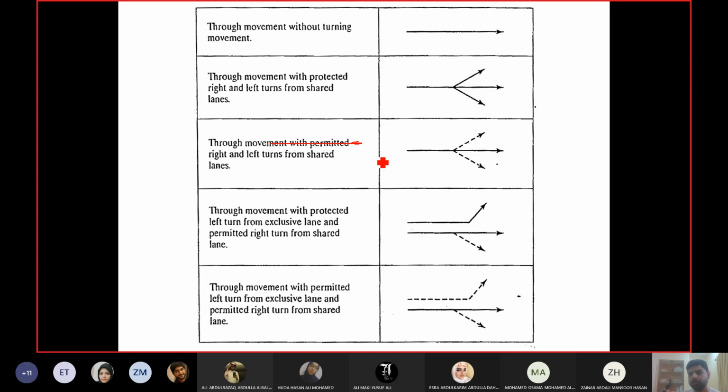But if you imagine yourself, on one intersection, left turning is permitted. On the next intersection, it's protected. You can imagine how much confusion it will create, right? So to avoid confusion, we don't usually play with these things. Left turns are usually protected, and right turns are usually permitted.